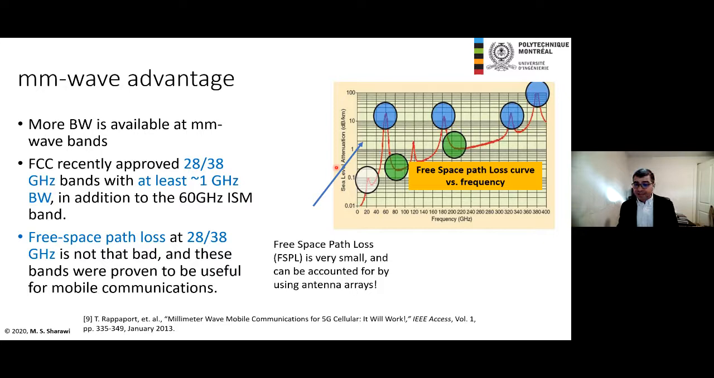Of course, the free space path loss, as you can see here, at 28 and 38 gigahertz is still relatively small as compared to 60 gigahertz.